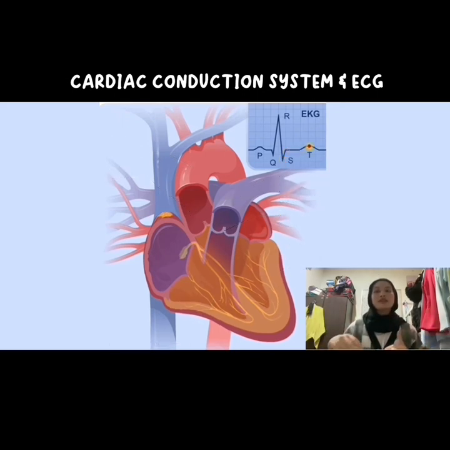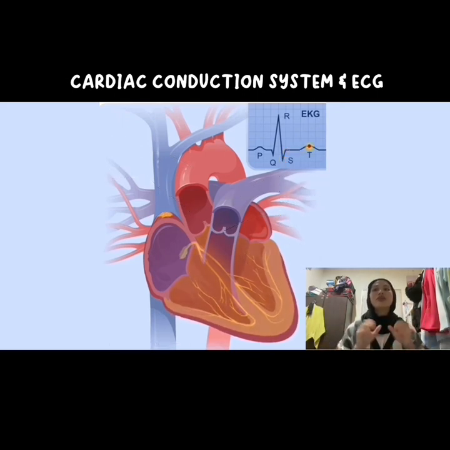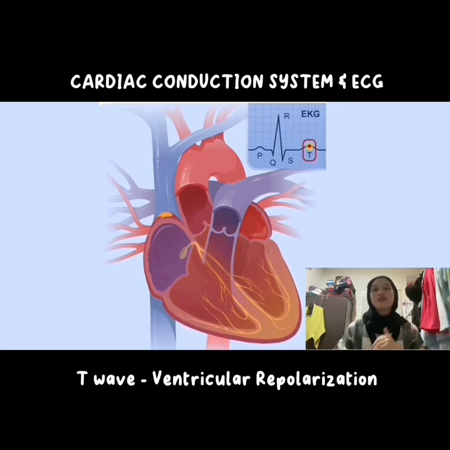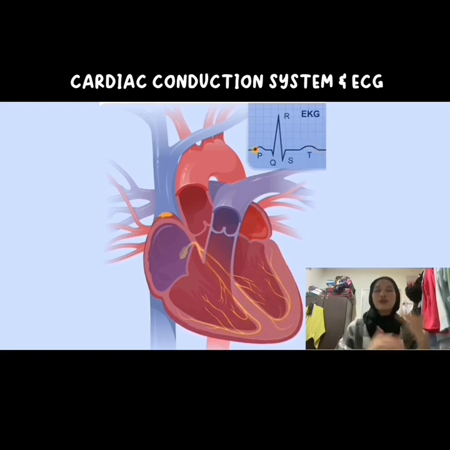So as the signal passes, the walls of the heart's ventricles relax and await the next signal. On the ECG, the T wave marks the point at which the heart's ventricles are relaxing. This process will continue over and over again. It's like a cycle.